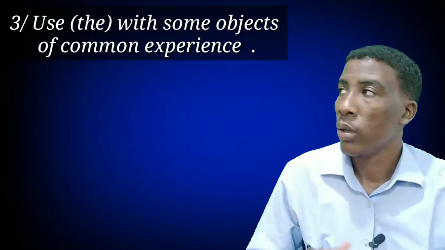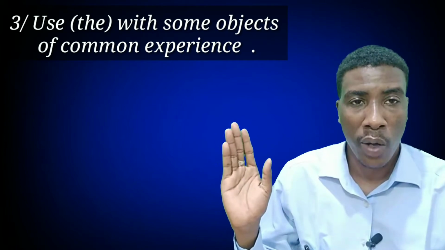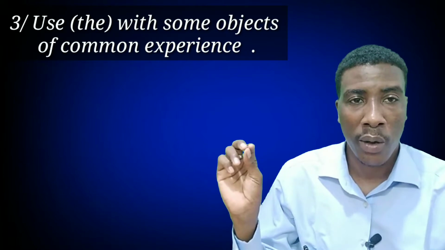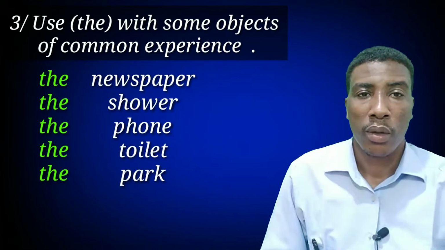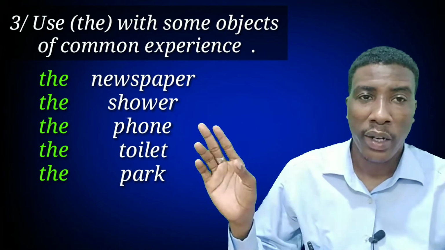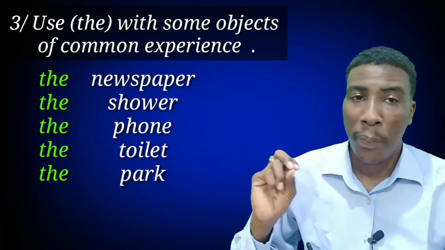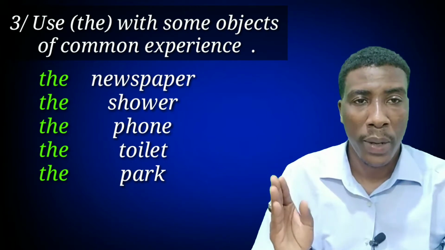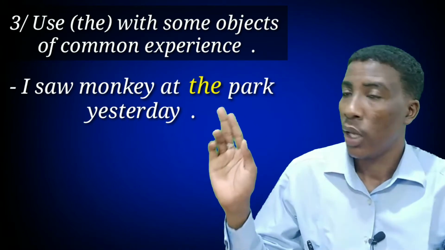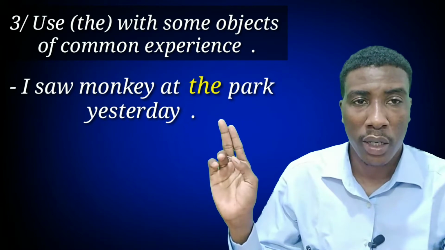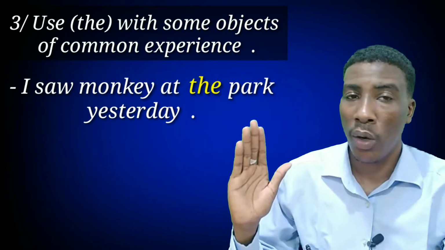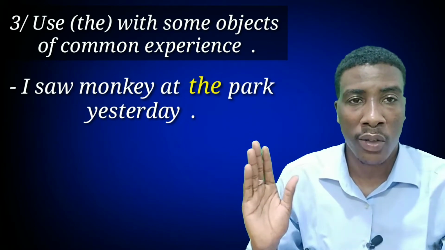Rule number 3: use the with some objects of common experience. The newspaper, the shower, the phone, the toilet, the park. These are common experiences. I saw a monkey at the park yesterday. So the park is a common experience. The is an article, park is a common experience.